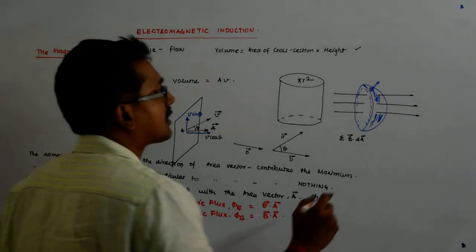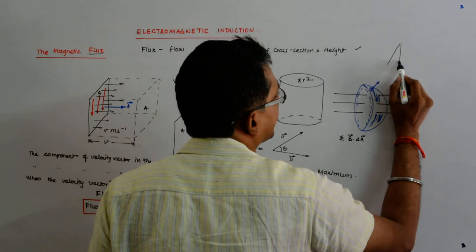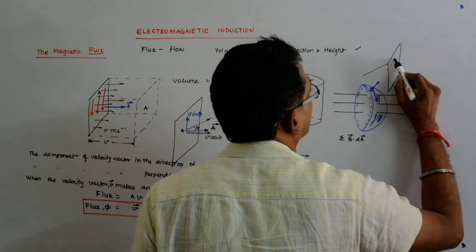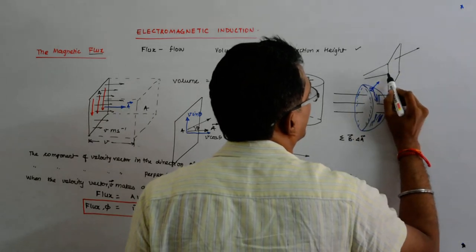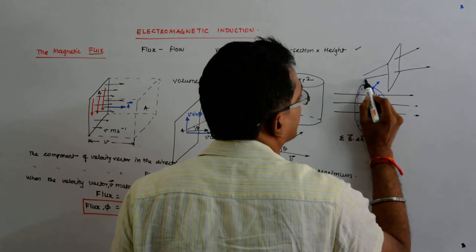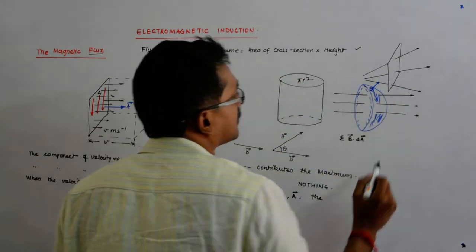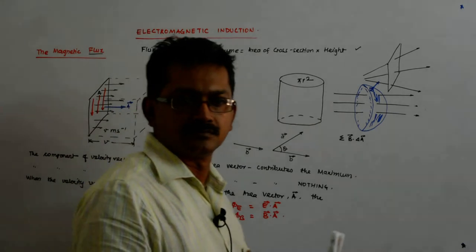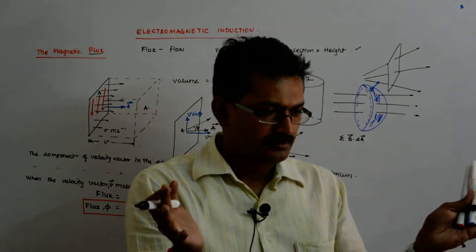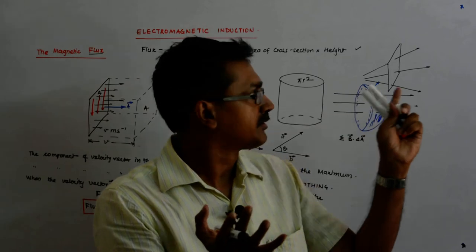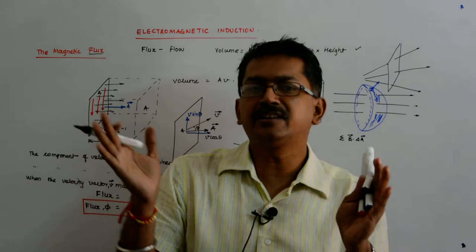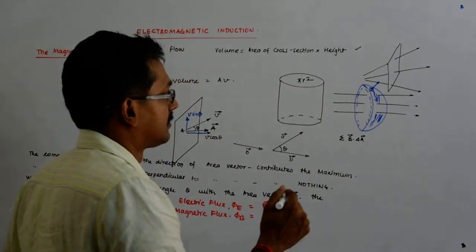The same trouble comes when a plane surface is pierced by a non-uniform field. You know, there also the same thing is happening. Here A is a constant, but B itself is varying. No, the angle is varying everywhere. Even though the area is plane, area vector is a constant, the angle of B is varying, or both can vary, right?